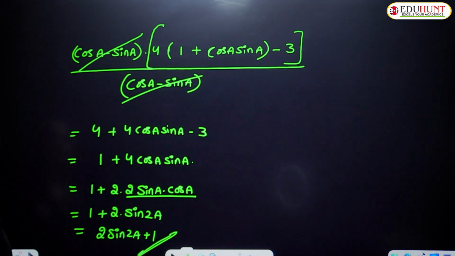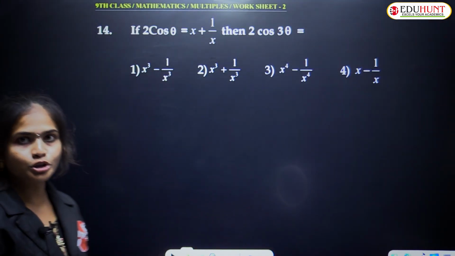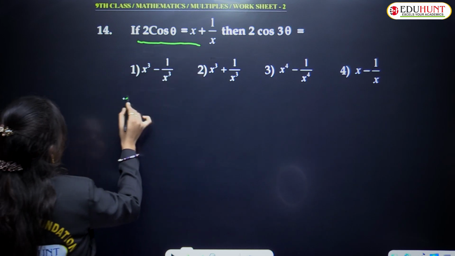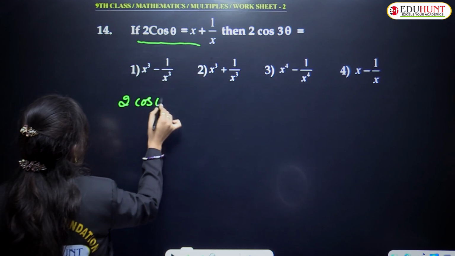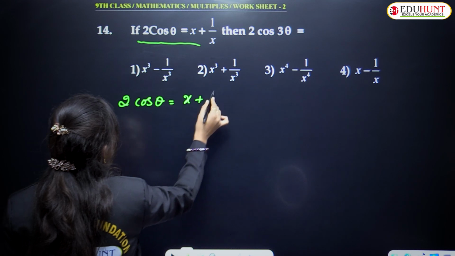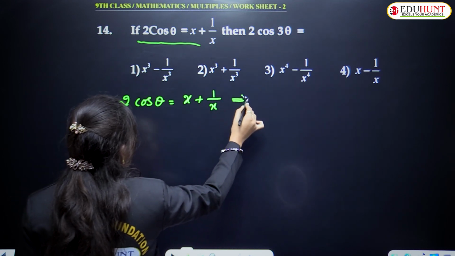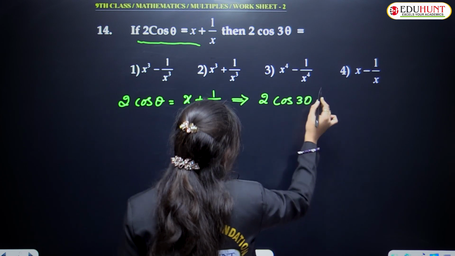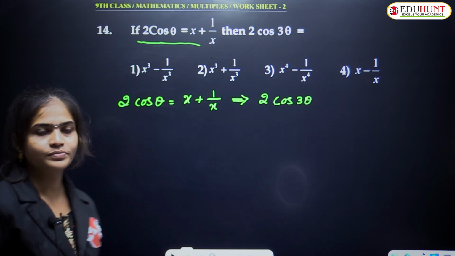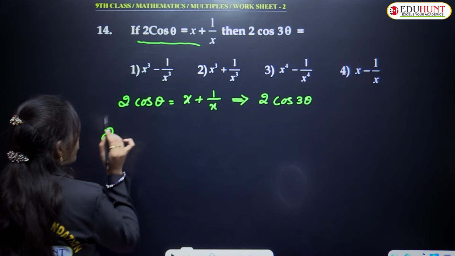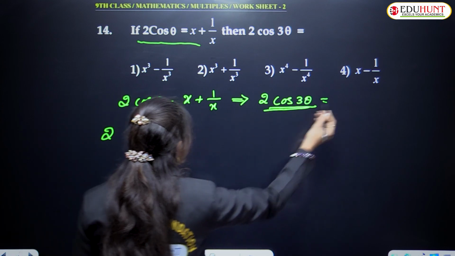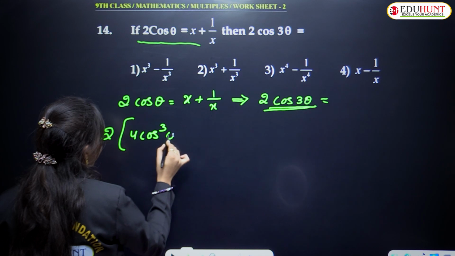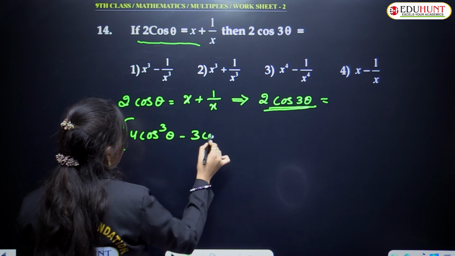Next, question number 14. See that question number 14 here. What is given? If 2 cos theta is equal to x plus 1 by x, then we need to find the value of 2 cos 3 theta. Cos 3 theta formula, what is that? 4 cos cube theta minus 3 cos theta.